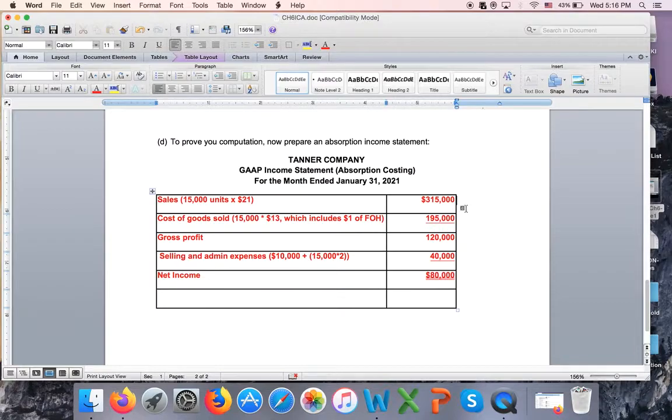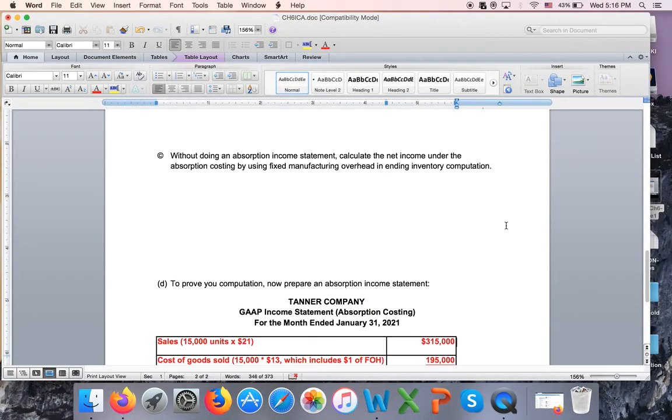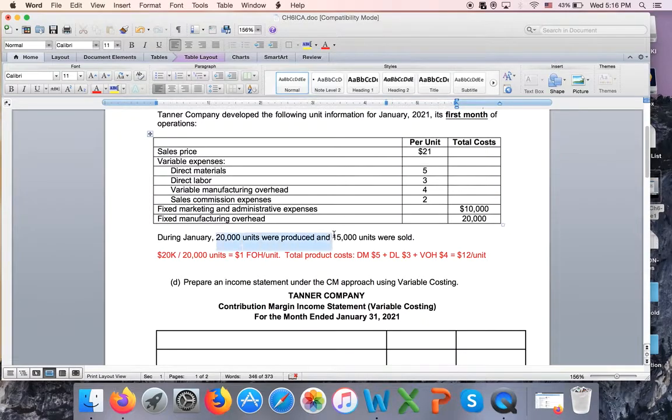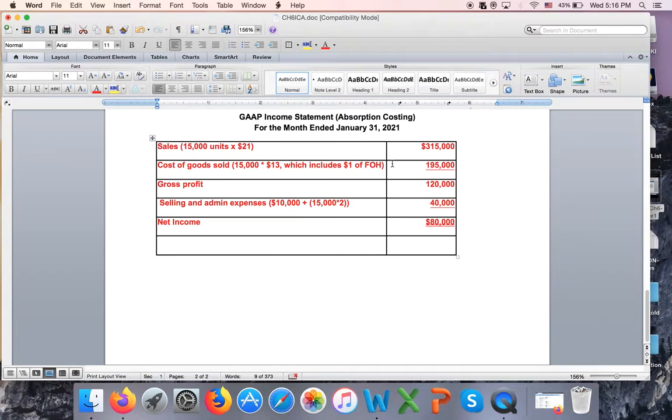But right away, if I look at this, it encourages me as a manager to overproduce. If I produce more than what I sell, then for the 5,000 units not sold, at $1 fixed overhead per unit, $5,000 is not expensed out. Only $15,000 of fixed overhead is included here. 5,000 stays in inventory. So as a result, if I use absorption costing, my net income is $5,000 more.